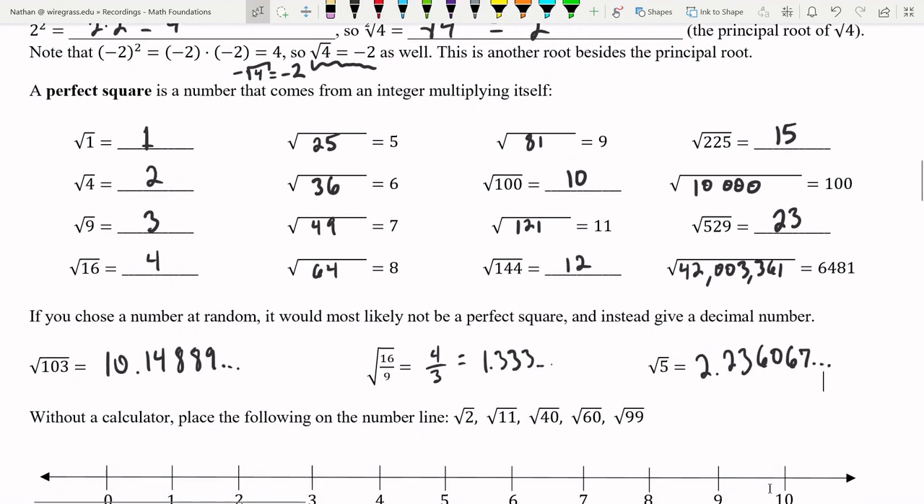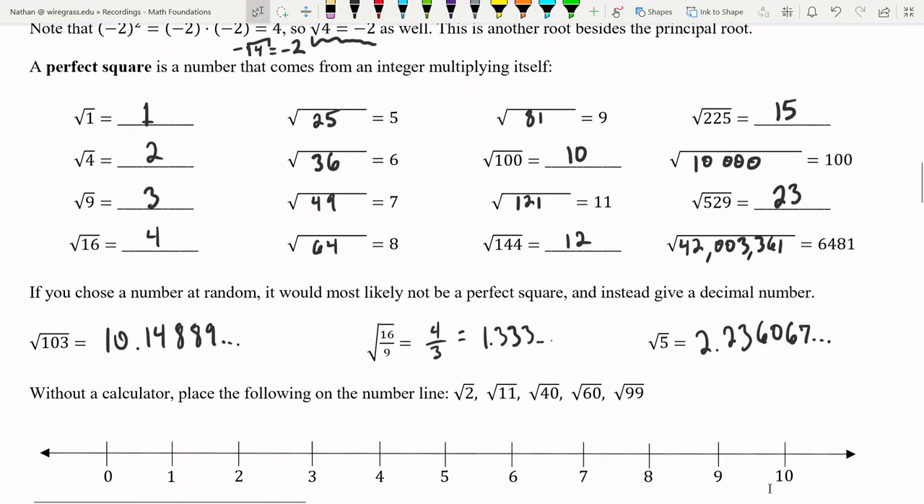We can compare these numbers on the number line and just plot them on there in different fashions. It says without a calculator, you can of course use a calculator to do this, but the idea is that the square root of 2, well, we know that the square root of 1 is 1, and the square root of 4 is 2, which means the square root of 2 has to be between these two numbers. Since the square root of 1 is here, the square root of 4 is here, the square root of 2 is going to end up being somewhere around here.